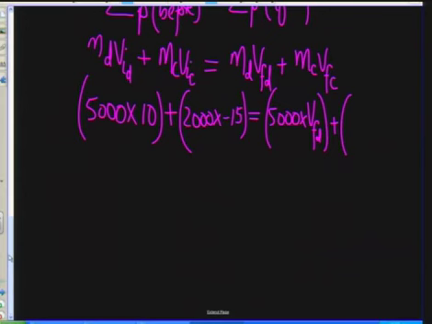plus 2,000 times, this time the final velocity of the car is to the right, so it's positive and it's given as 5 meters per second. Okay, so we can work this out.